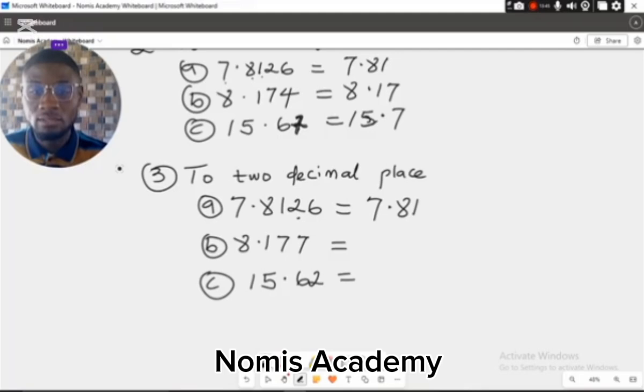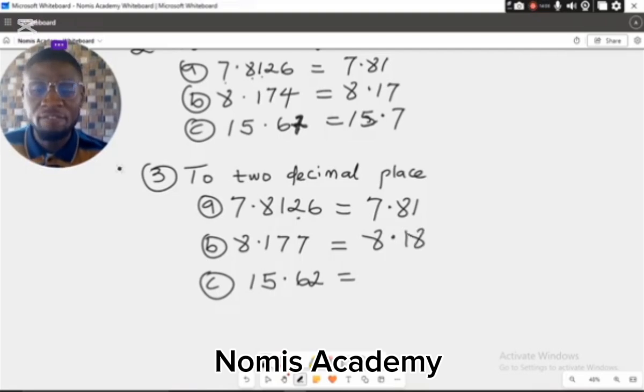The second one, 8.177. So to 2 decimal places, I will say 8.17. Now the digit after is 7, since it's up to 5, I will approximate it to be 1 and add it to the 7. So this becomes 8.18 to 2 decimal places.